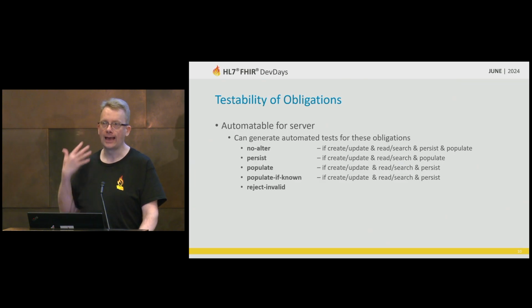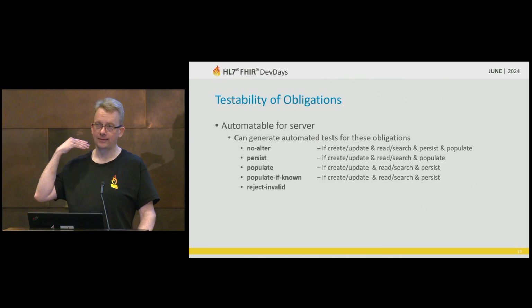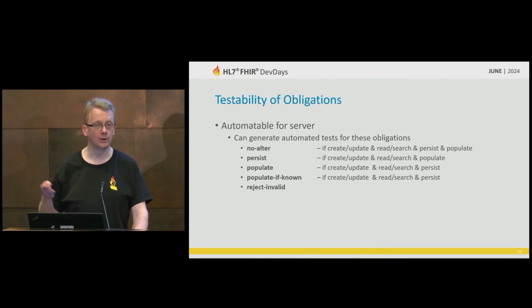So if we say you must persist this, then we put it in. So long as you also support populate, we can get it back, and we can figure out whether or not that data element is there. Now, in this case, if no alter isn't one of the obligations, we might look to see if it's changed, and if it's changed, we might give it a warning rather than an error saying, we put something in, we got something back, it didn't go away, so it seems like something was persisted, but it's not the same, so make sure that nothing hinky is going on. And we can do that for the rest of these.